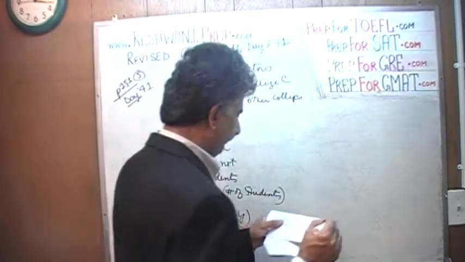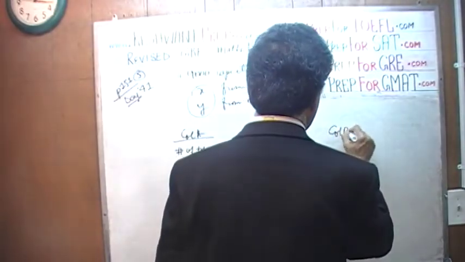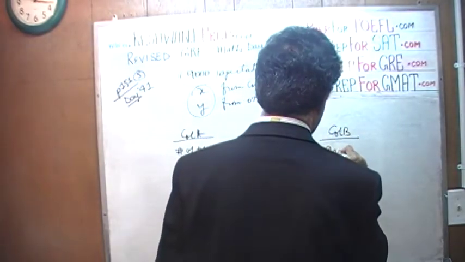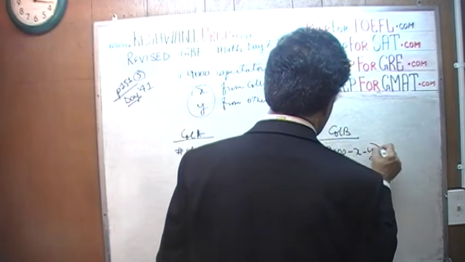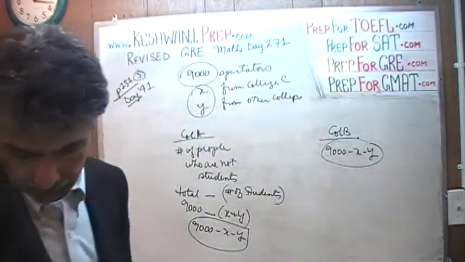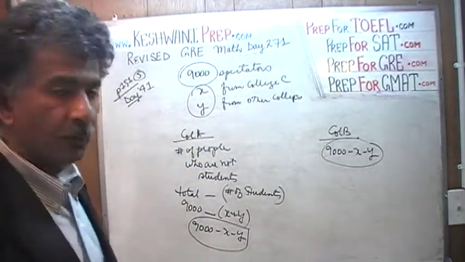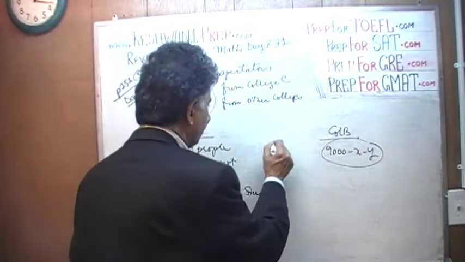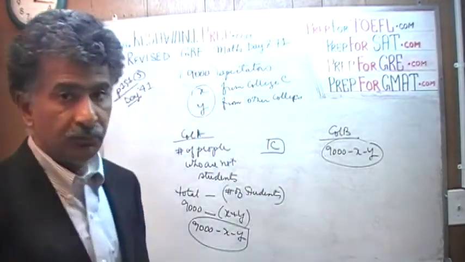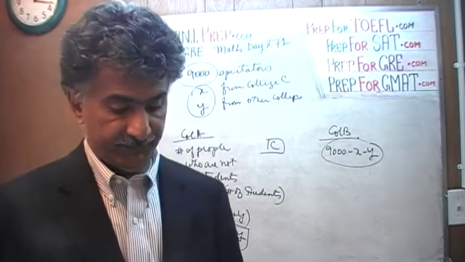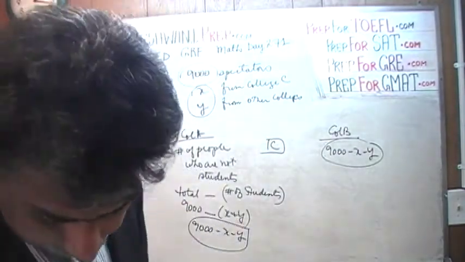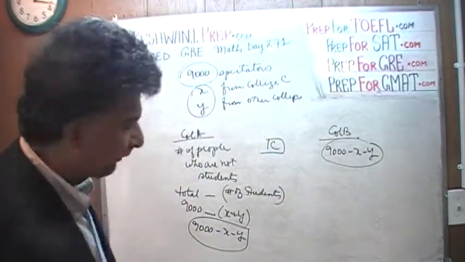And in the second column, in column B, they give us the exact same quantity, 9,000 minus x minus y. Exact same quantity, therefore the answer is C. Now if you wanted to, you could plug in numbers here, but it's not necessary. Let's move on then. Number 6.